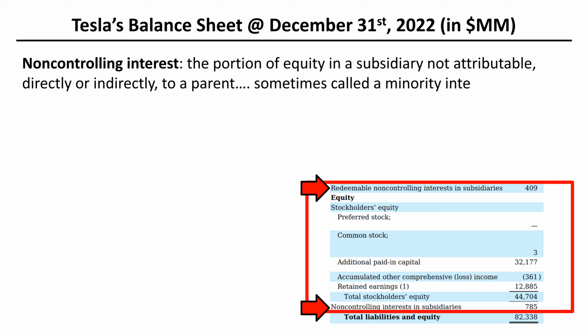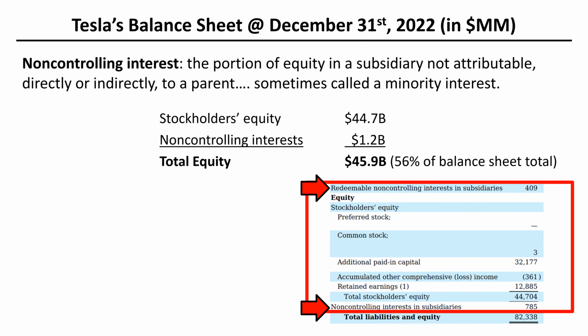For Tesla, these relate to third-party interests under certain funding arrangements to finance the cost of solar energy systems and vehicles under operating leases. As the contractual provisions of the funds have profit-sharing arrangements, a part of this financing is considered equity rather than debt. So for Tesla, there are two numbers for equity that we can refer to: stockholders' equity of $44.7 billion and total equity, including non-controlling interests, of $45.9 billion.